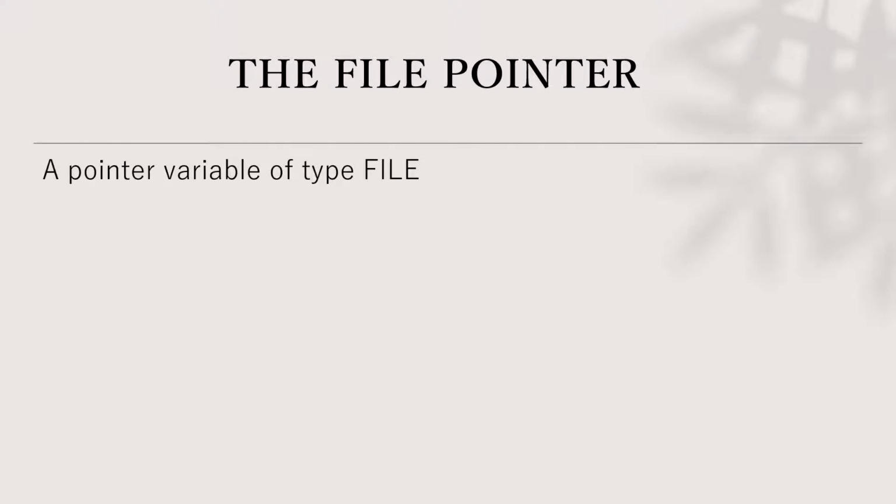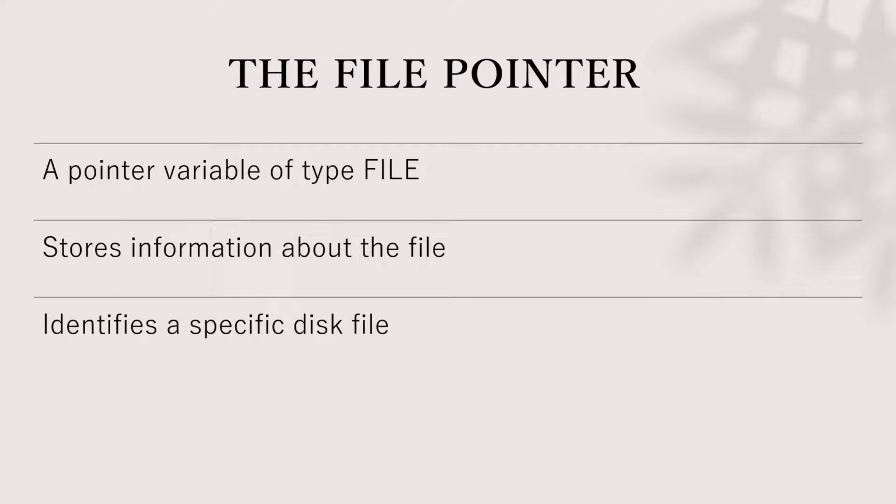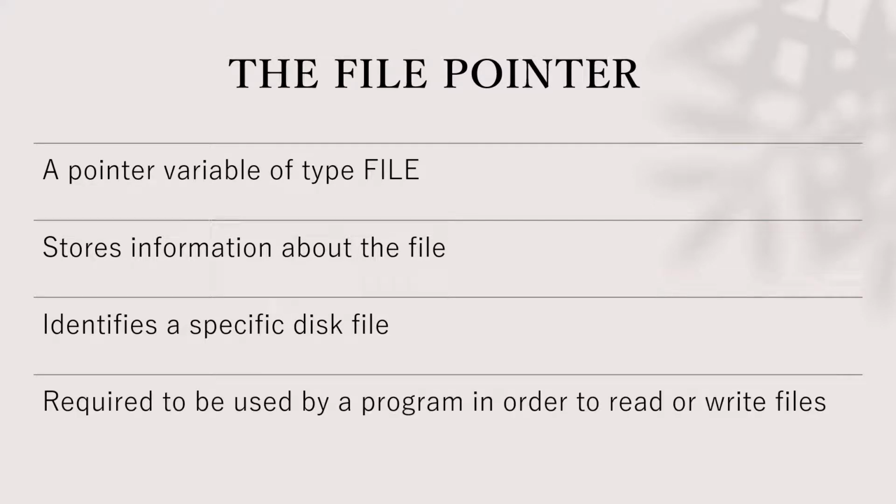Coming now to the file pointer, we've spoken about the file position indicator. What is the file pointer? It's a pointer variable of that type FILE which we spoke about earlier. Remember, FILE is a structure defined in stdio.h, so the pointer will be a type of that structure. It stores information about the file, which includes the name of the file, and therefore can identify a specific disk file. It is required to be used by a program in order to read or write files. How do we define it? Just FILE *fp.